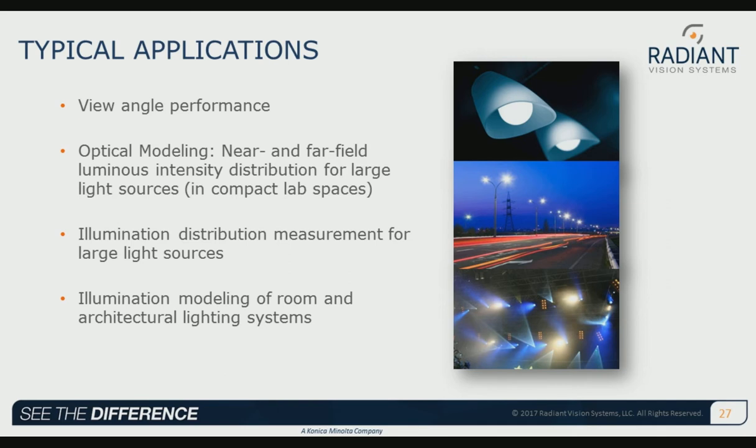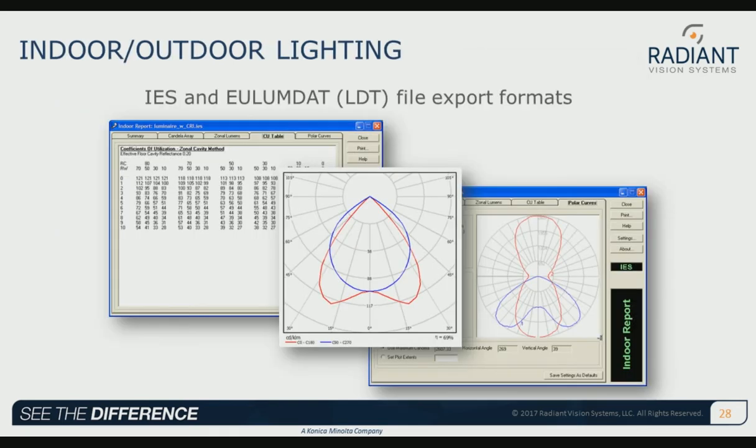The near and far field intensity distribution data that you're going to get from the NFMS is helpful if you're going to be doing software modeling, or if you need to give data to lighting designers who will then use it in software. We can do the luminance distribution for large and small light sources, and again, these files can be used for architectural lighting applications or for designing the lighting within large and small spaces of light.